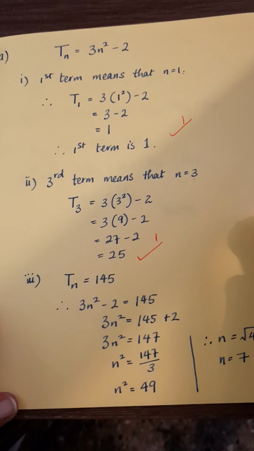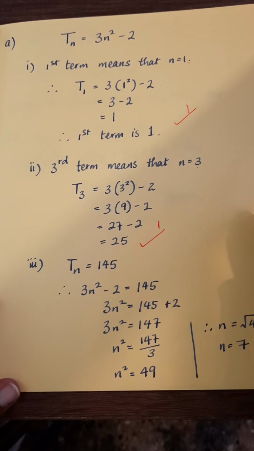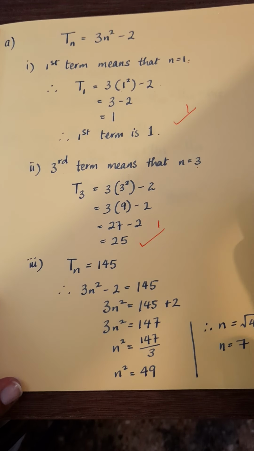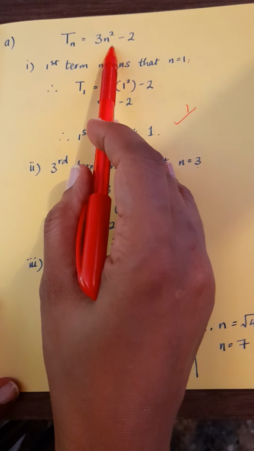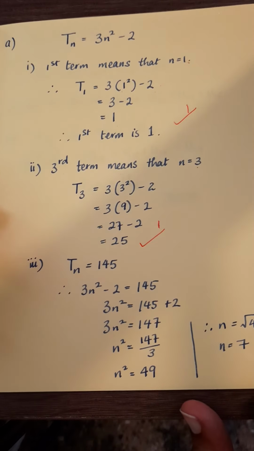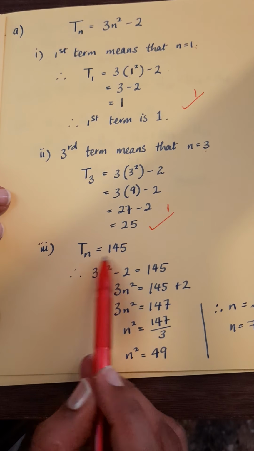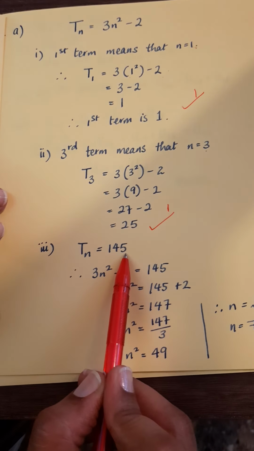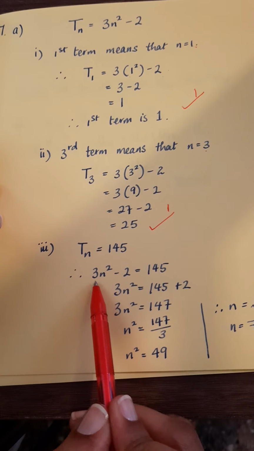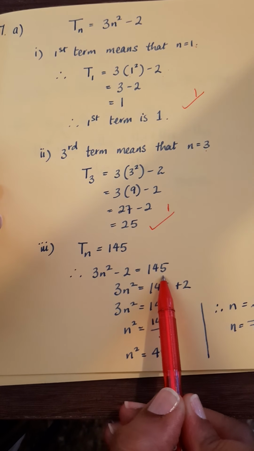The third part, given that Tn is equal to 145, what is the value of n? So this is going the other way now. We know that Tn from on top is 3n squared minus 2. So again, follow instructions. If Tn is 145, then what can I do? I can substitute 3n squared minus 2 for Tn, and that is exactly what I do. So 3n squared minus 2 is equal to 145.